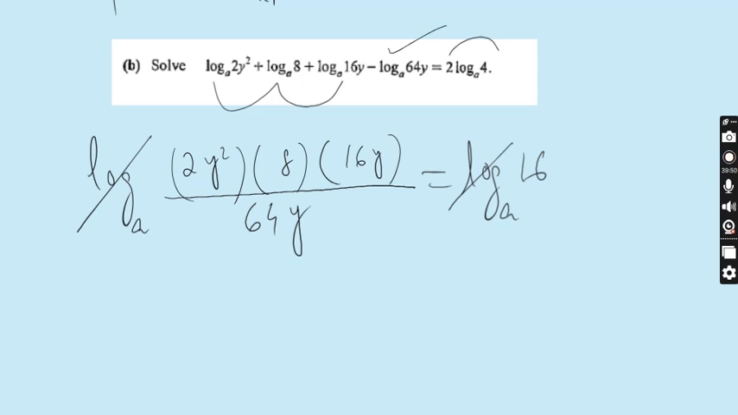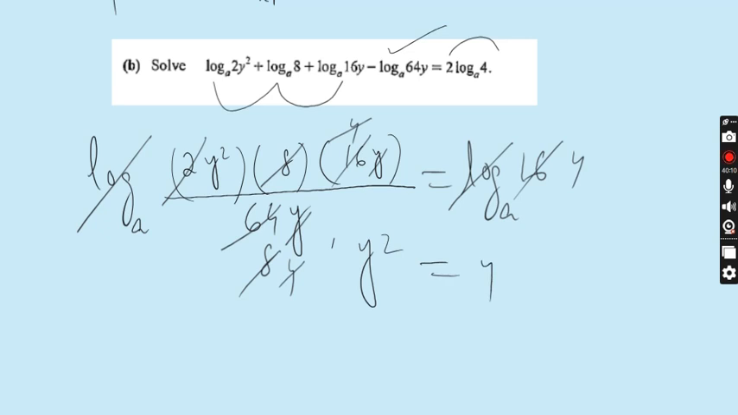See carefully, this y cancels by this y. 8 8s are 64, 2 4s are 8, so 6 and 4 4s are 16, and 4 4s are 16. And y square is equal to 4, and taking the square root on both sides, the value of y is plus minus 2.